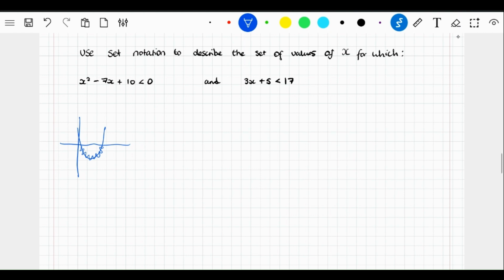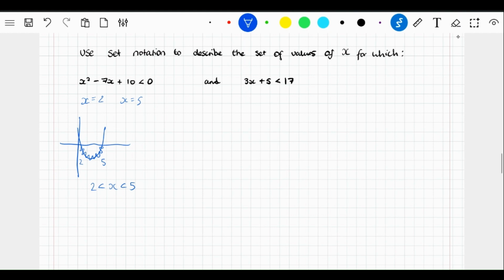Now, if we put it into our calculator, we get two values for x. We get x equals 2 and x equals 5. This point here will be x equals 2, and this point here will be x equals 5. But we want it between these two values. So if we say that 2 is less than x and x is less than 5, which would satisfy it being less than 0, that's our point there. So that's that inequality for this bit here.